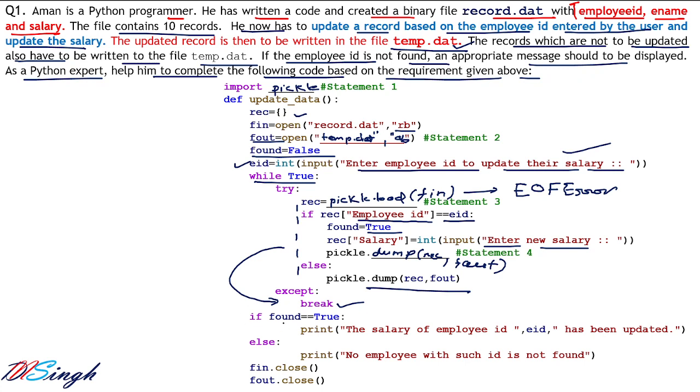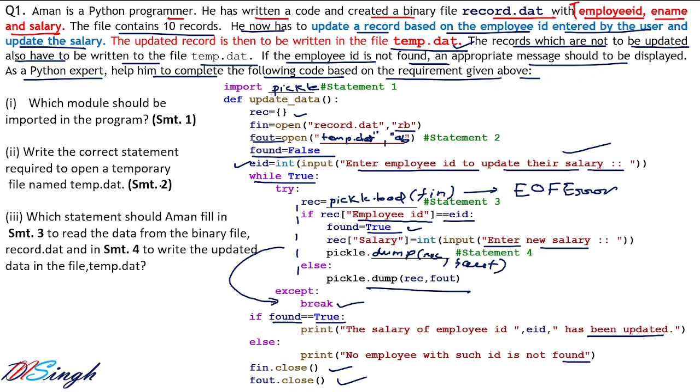And here we are checking if our found variable is true, because we made that found variable true. If there is an update, then we say salary of the employee id has been updated. If not, then no employee with such id is found. Okay, and then we have closed both the file handles. Let us see what questions are being asked in that.